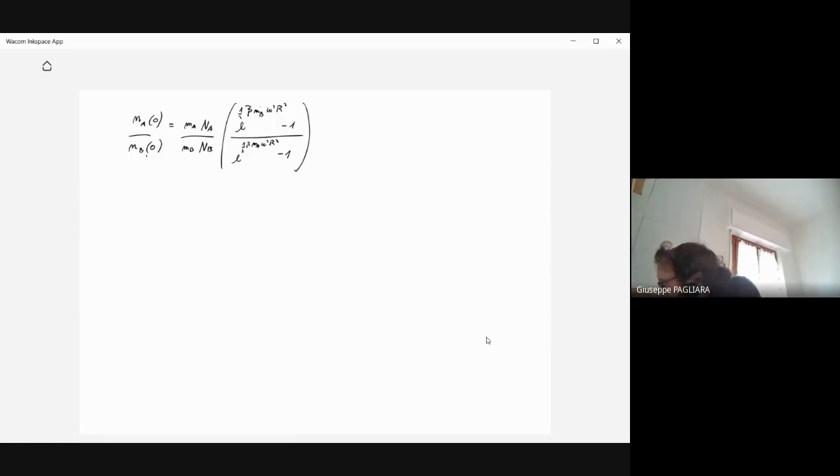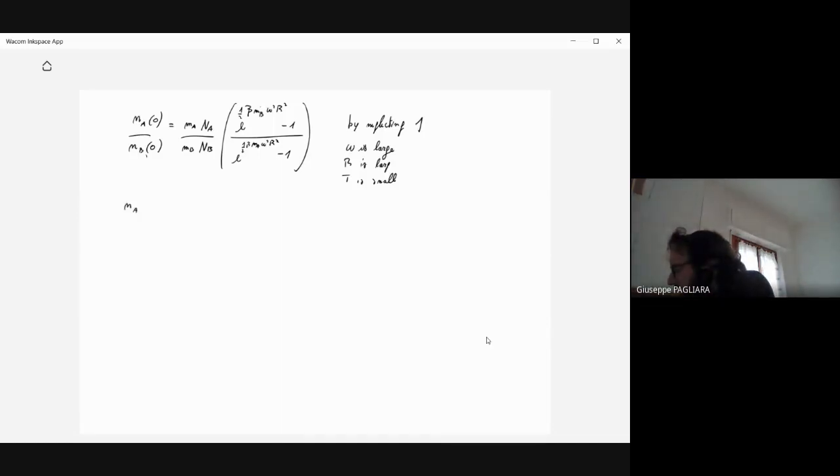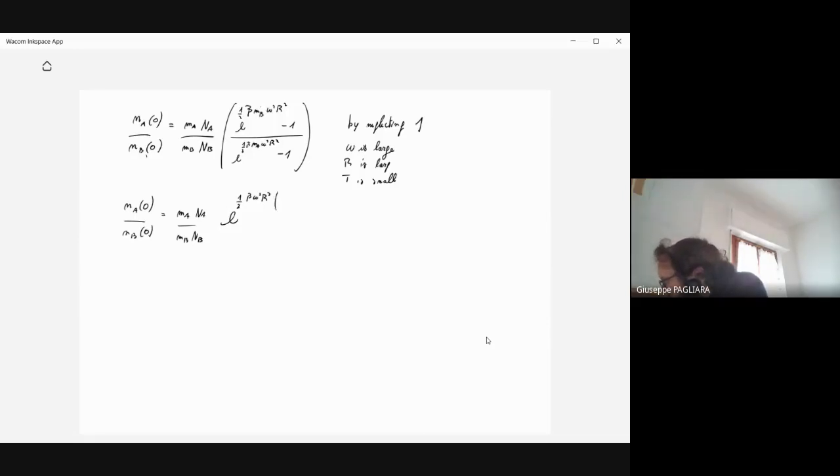Now, if the exponential is such that it is larger than 1, so by neglecting 1, and this holds true if omega is large, or if you want r is large, or T is small. In this case, the exponential will explode, and then the ratio NA0 divided by NB0 will be equal to MA NA over MB NB, and here I have the exponential of 1/2 beta omega squared r squared times the difference in masses, so MB minus MA. Okay.